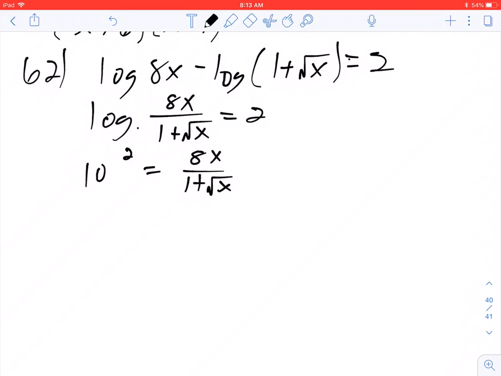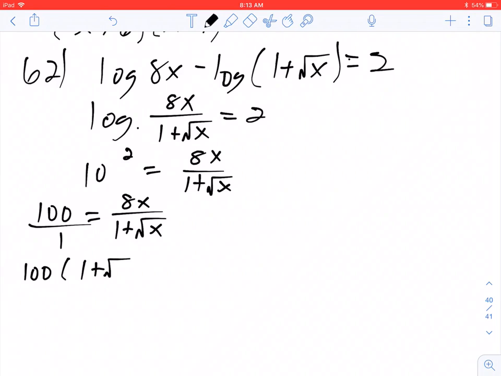Now, we've got a little bit of cleanup work to do, and you'll see why here in a second. But this first is going to turn into 100 equals 8x over 1 plus root x. From there, we're going to cross multiply. So we can make this 100 over 1. And so we'll have 100 times 1 plus root x equals 8x.